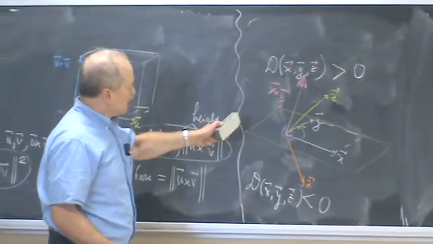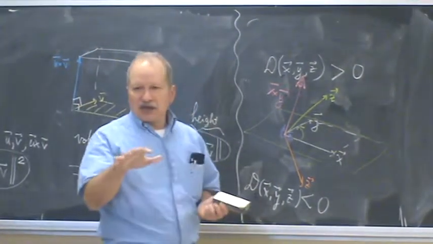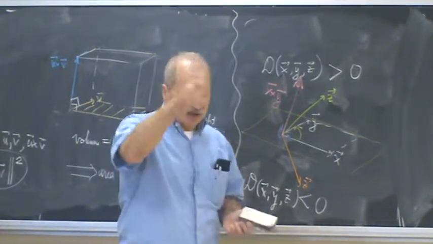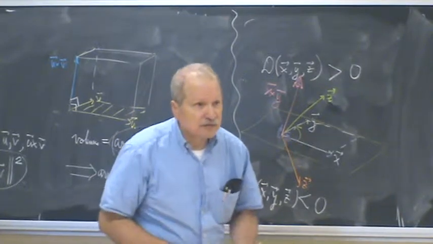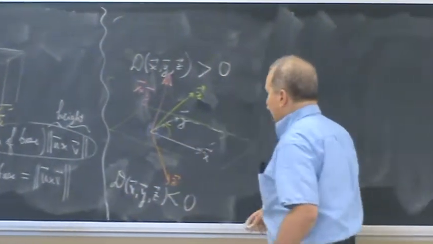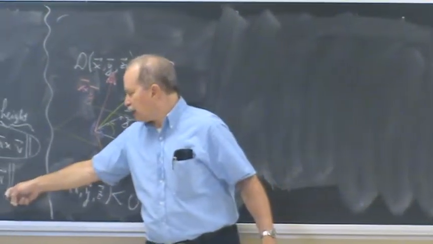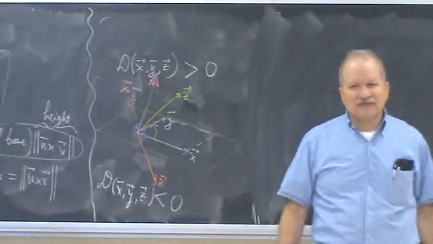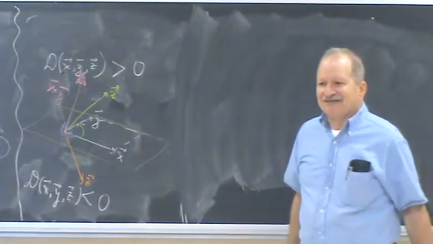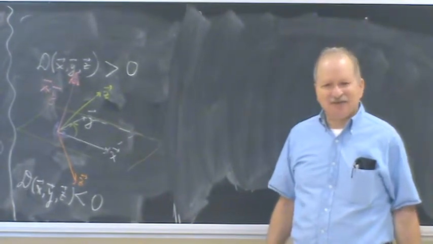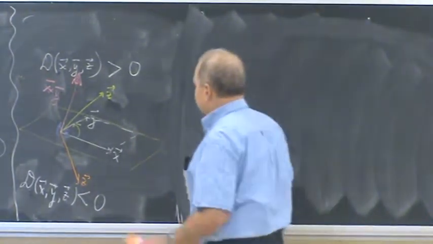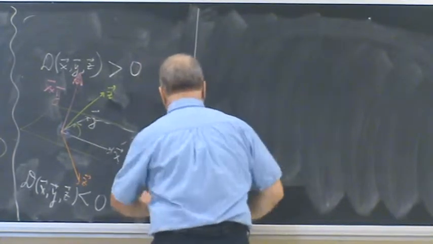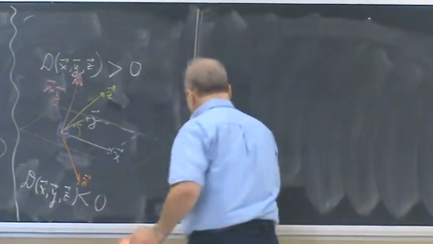So the cross product points perpendicular to the two vectors. Its direction is given by the right-hand rule. And the magnitude is given by the area of the parallelogram. Everything you need to know. Any questions?